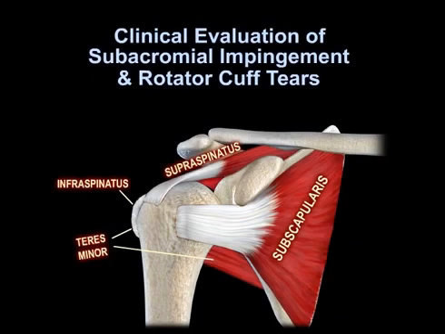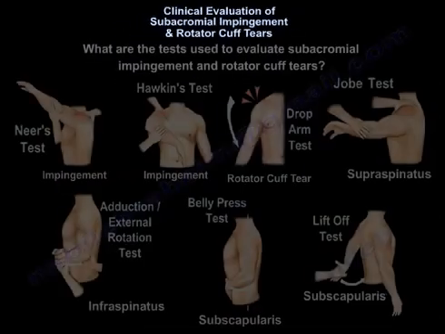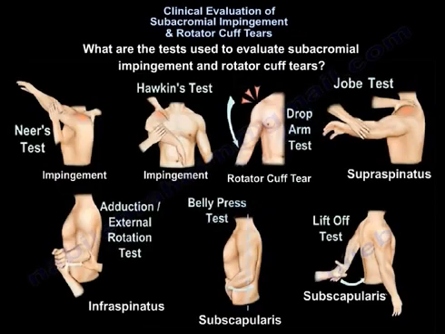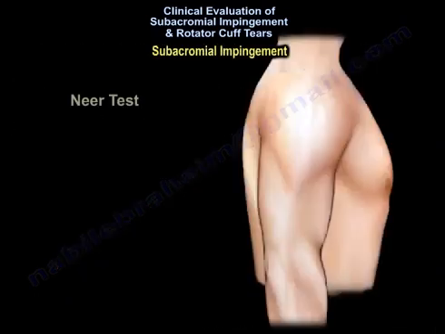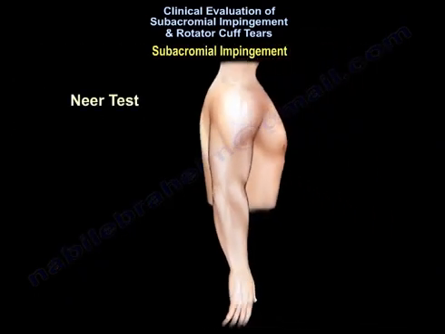Clinical Evaluation of Subacromial Impingement and Rotator Cuff Tears. What are the tests used to evaluate subacromial impingement and rotator cuff tears? These are a sample of the tests that are used to evaluate shoulder impingement and rotator cuff pathology or rotator cuff tear. We start with the Neer test for subacromial impingement.